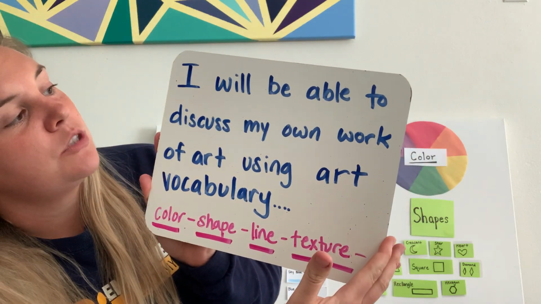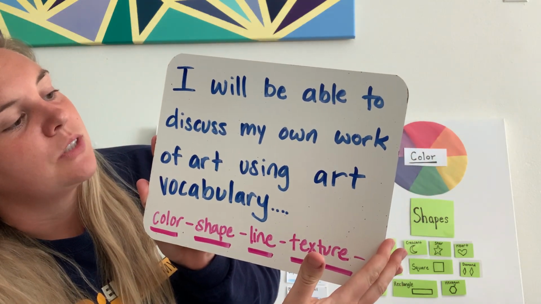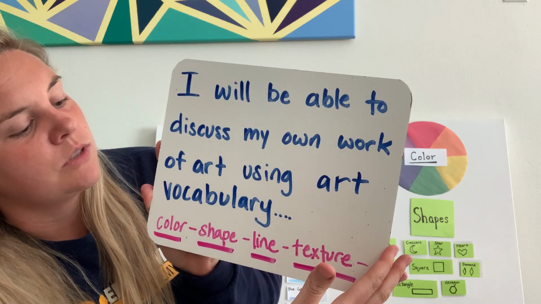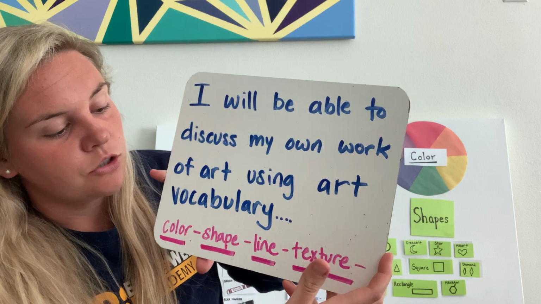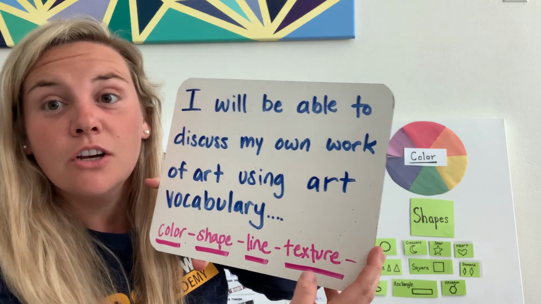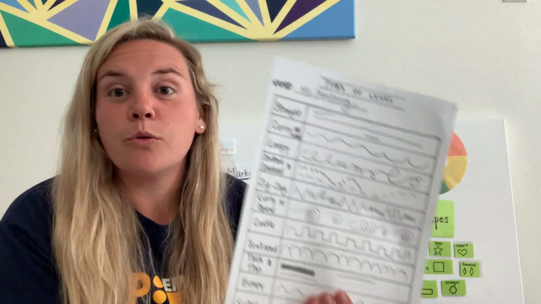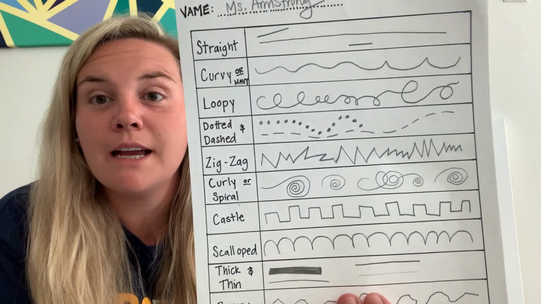The goal for today is for you to be able to say, I will be able to discuss my own work of art using art vocabulary. So we want to be able to use the words color, shape, line, and texture correctly to describe our artwork. So when we're done reading the book and creating our artwork, we should be able to talk a little bit about our artwork. I'm also going to post up our types of lines paper in case you wanted to use the types of lines to talk about your artwork.